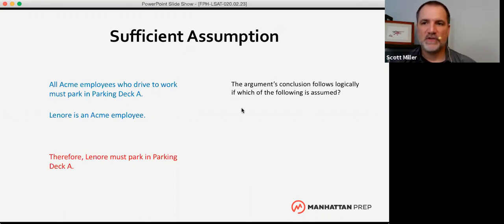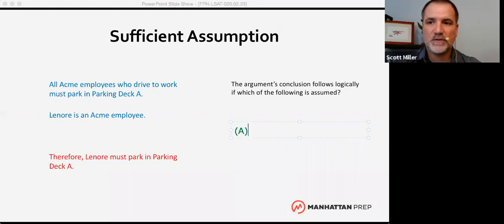So this kind of question stem is asking you to find the missing premise, the thing that will allow these premises to guarantee the conclusion, the thing we can add back into the argument that would allow the premises to support the conclusion. So again, a correct answer, if this was my argument, would be Lenore drives to work.